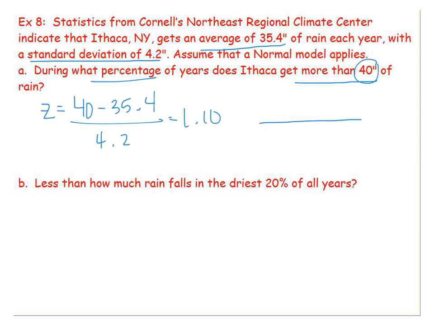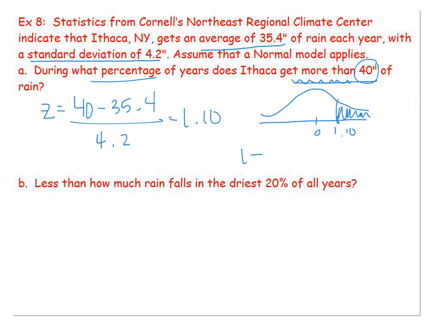If we think about our little picture, 0 is in the middle. 1.10 is over here. Keyword, more than. Shading to the right. So what that means is when we go to our blue sheet and we look up 1.10 on our blue sheet, we have to take 1 minus that answer.